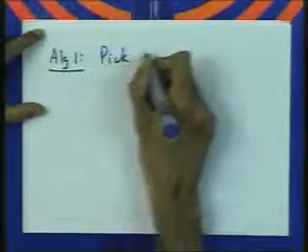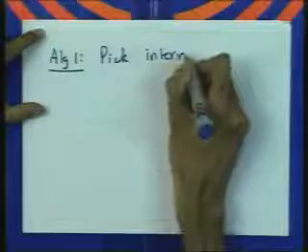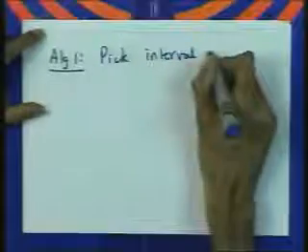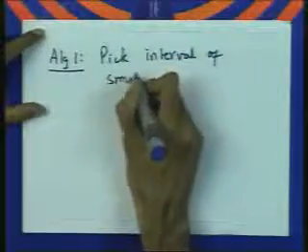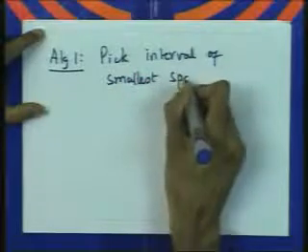So the first thing that strikes you is that if I pick intervals of small size, so that the span is small, maybe I can pick a large number of them. So let's consider this. Let's call this algorithm 1. Pick the interval of smallest size, smallest span, say.